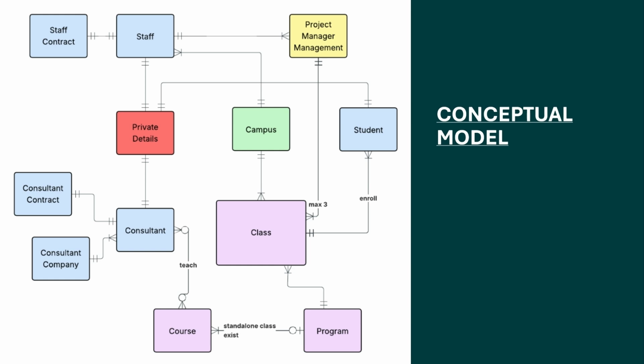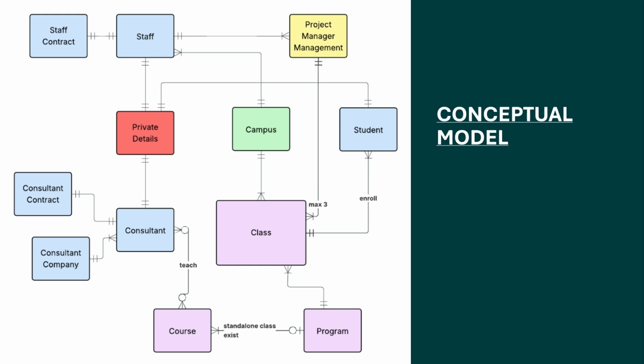And then the contracts are modeled separately from people. The reason is that one person can have multiple contracts over time, but each contract belongs to exactly one person and one campus. So this supports role changes, status updates, and historical tracking over time.